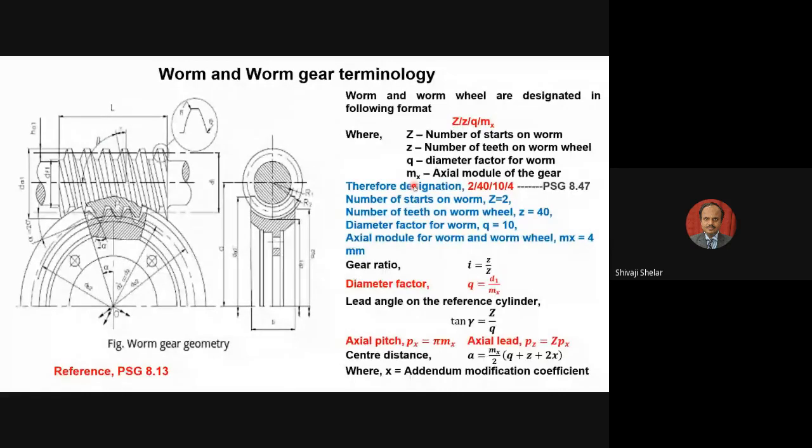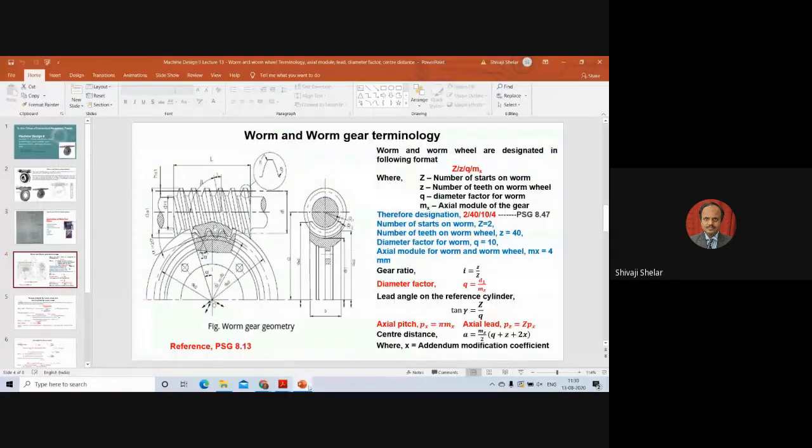I have given one simple example here, 2 0 10 by 4. This example I have taken from PSG 8.47. Please learn where. There is a standard table available to take the standard worm and worm wheel pairs. You cannot have different pairs apart from this. So let's see the worm and worm wheel standard pairs.